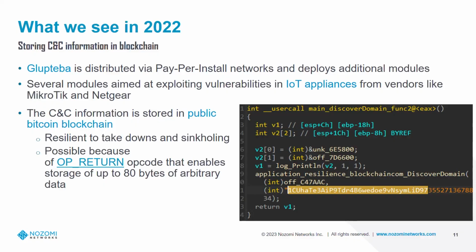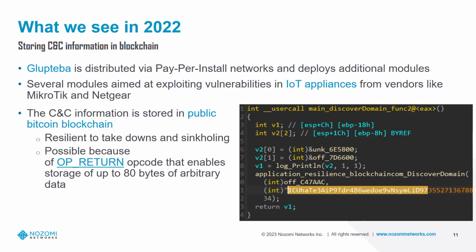For those of you who don't know, the recent versions of Glupteba implement a very interesting technique in order to improve their resilience. In particular, the C&C information is not hard-coded. Moreover, it's not obtained dynamically from peers or from some other place, from darknet. No, it's publicly available in the Bitcoin blockchain.